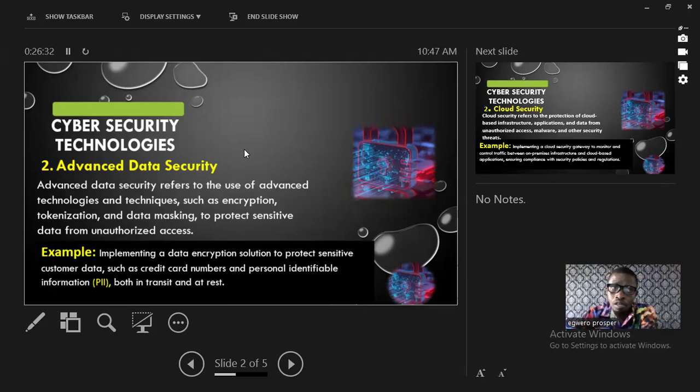Now, when we say both in transit and rest, who can interpret that? Both in transit and what? Rest. Who can interpret that? Where are the cybersecurity experts?